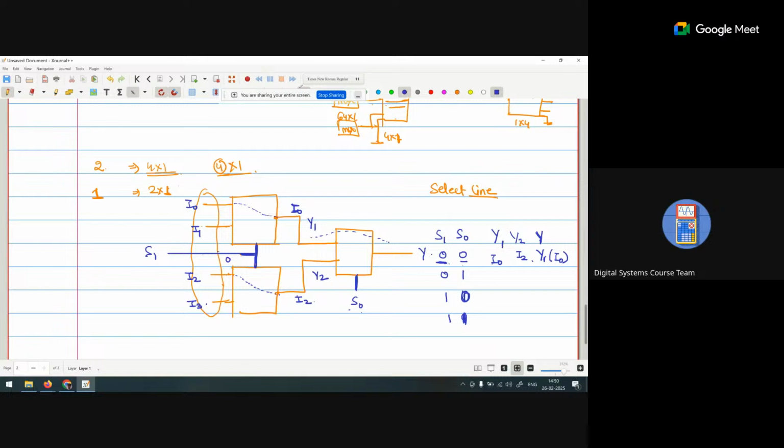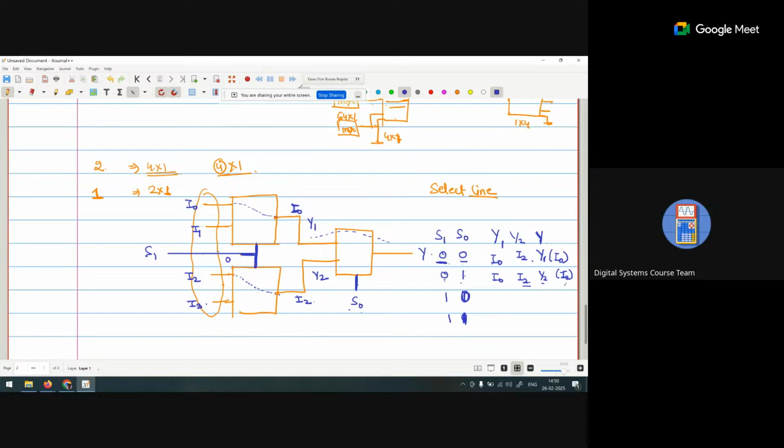Clear? Now when S1 is 0, again Y1 is I0 and Y2 is I2. Now S0 is 1. So when S0 is 1, Y is Y2, and Y2 is what? I2. So when the inputs are 0 1, output Y is nothing but I2.